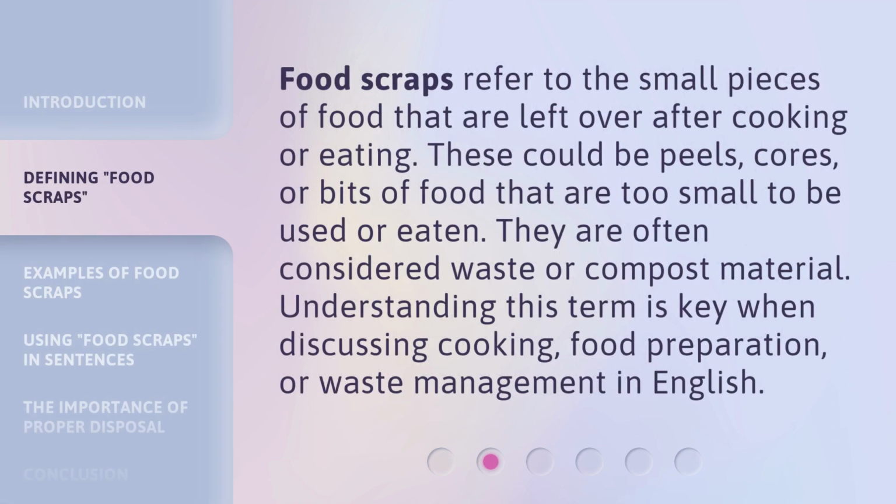Food scraps refer to the small pieces of food that are left over after cooking or eating. These could be peels, cores, or bits of food that are too small to be used or eaten. They are often considered waste or compost material. Understanding this term is key when discussing cooking, food preparation, or waste management in English.